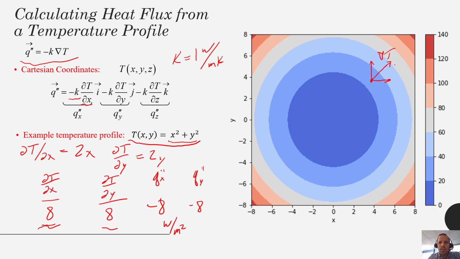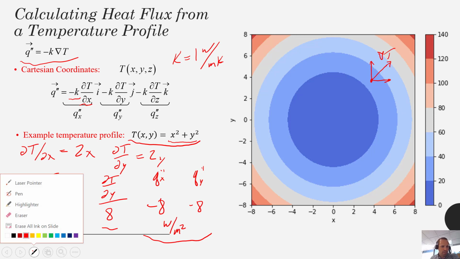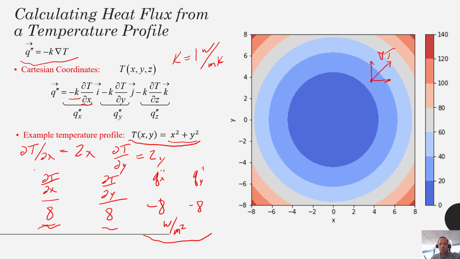However, when we apply that negative sign from Fourier's law, we get that our flux lines are going in a different direction. So if we do flux here in black, we see that our flux in the x direction is negative, which means it's going against our coordinate system. If this is the positive x direction, then our flux is going in the negative x direction because of the minus sign in front of the k.